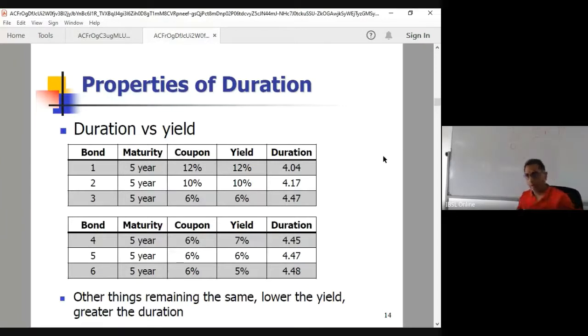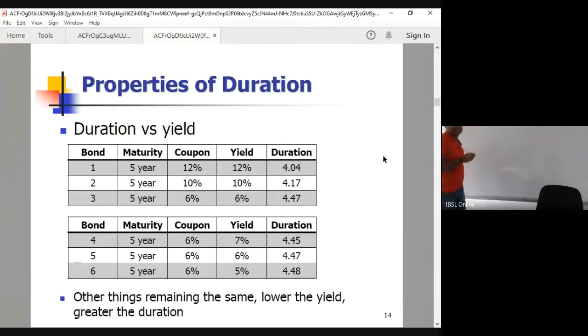Now, slide number 14, bond number 1, a 5-year bond. The yield is 12%. So the bond is earning or paying an interest rate, a yield to maturity, of 12%. Now it's a 5-year bond, right? And the coupon is 12%. Does it say annually? Yes, annually 12%.